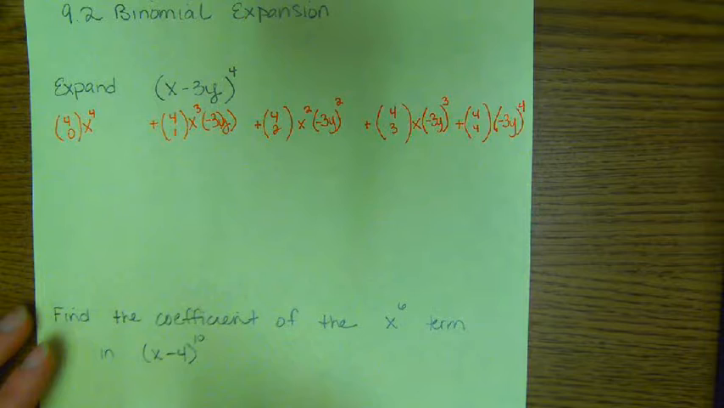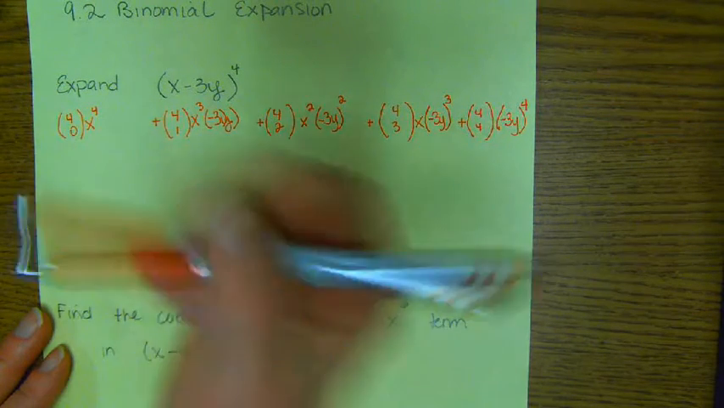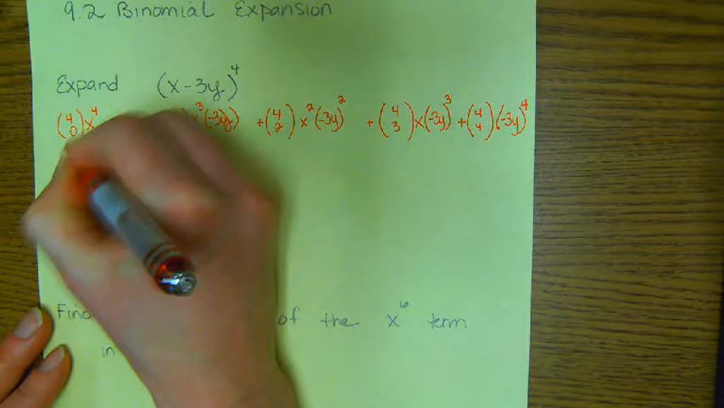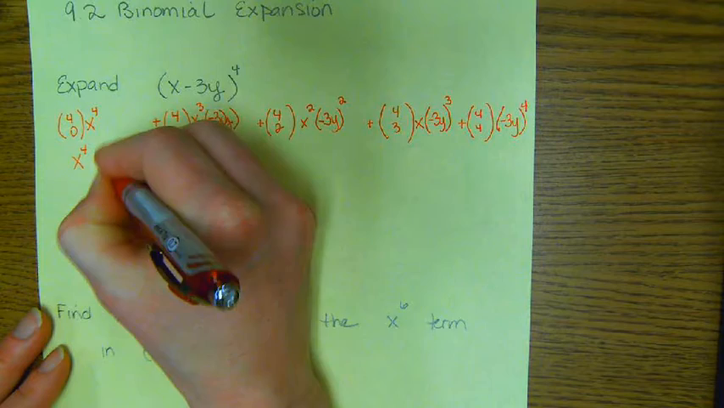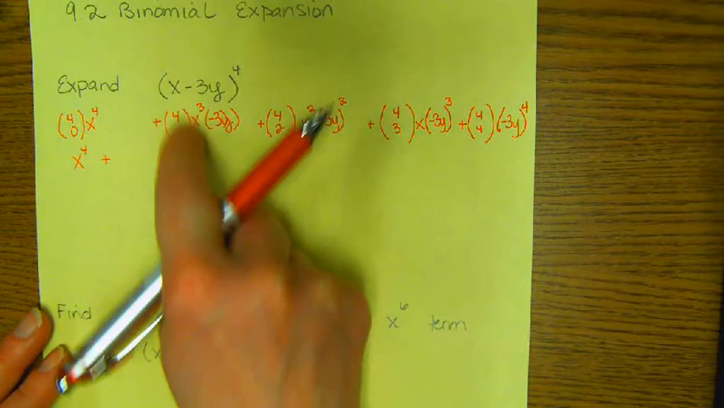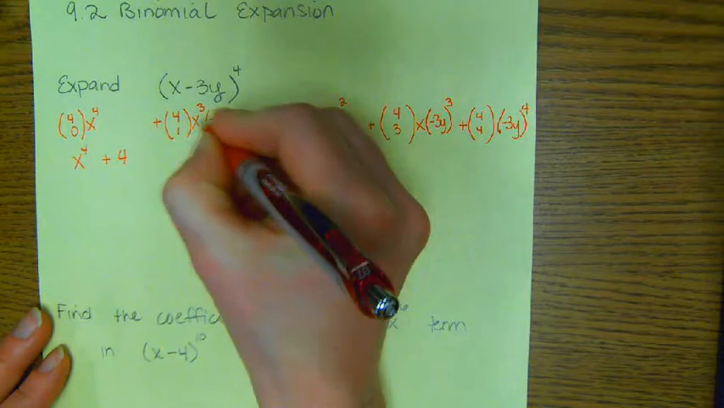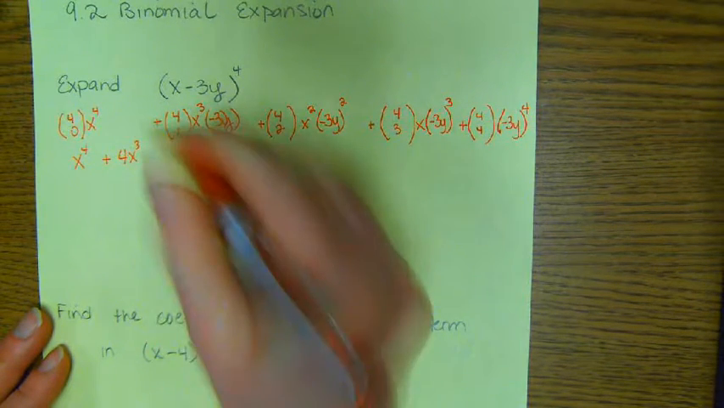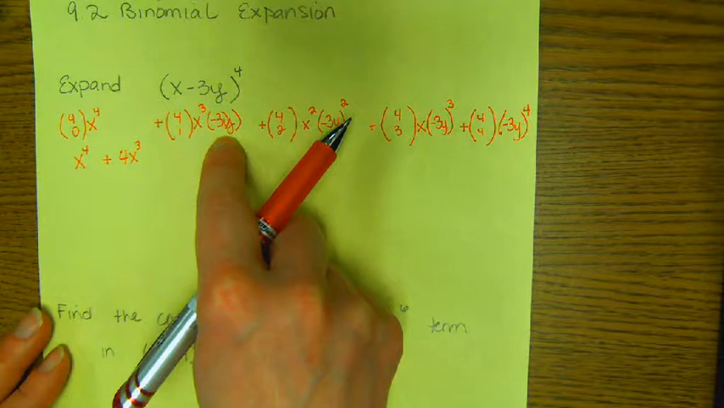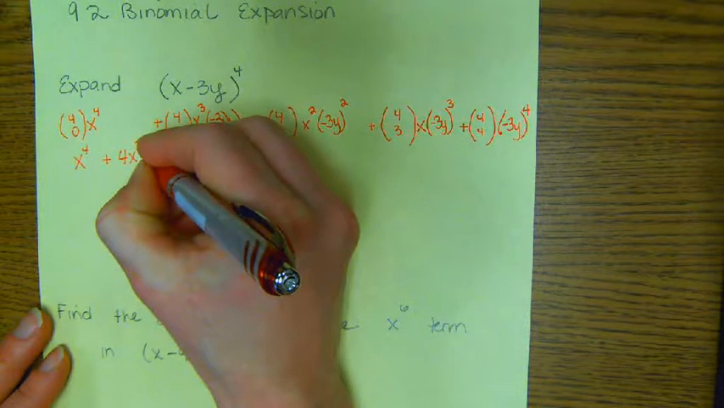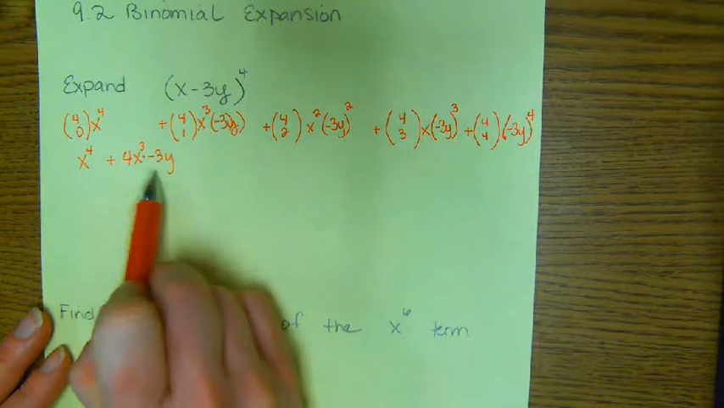What is 4C0? 1, so this is really just 1x to the 4th. I'm not going to have to simplify that any further. But this second term, I have a couple things going on here. So 4C1 is 4. This is x to the 3rd. But what this means is I have a negative 3y. So in a second, I'm going to do times negative 3y. I'm going to have to multiply those two things together. Okay.